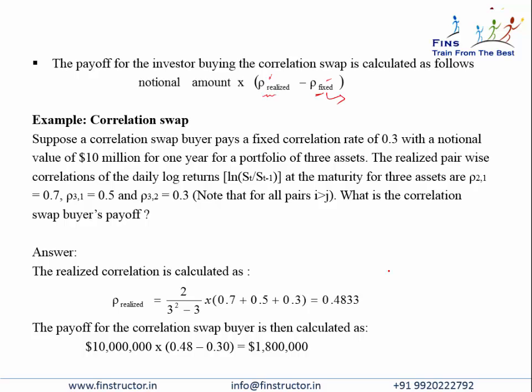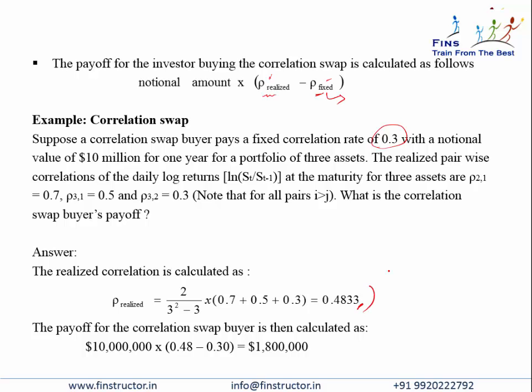We will first calculate the realized correlation. What he pays is 0.3, but if the 3 assets actually have 0.7, 0.5 and 0.3, then we can calculate the realized correlation as 2 upon n square minus n. Since there are 3 assets, this will be 3 square minus 3, times the sum of the correlations of the 3 assets. So it will be 0.7 plus 0.5 plus 0.3, that is 0.4833.